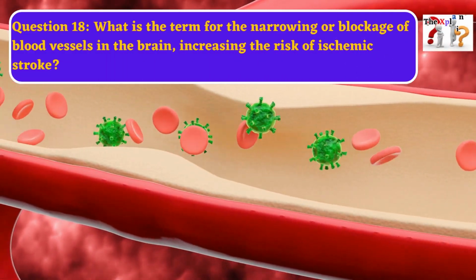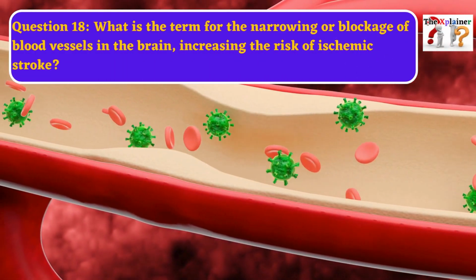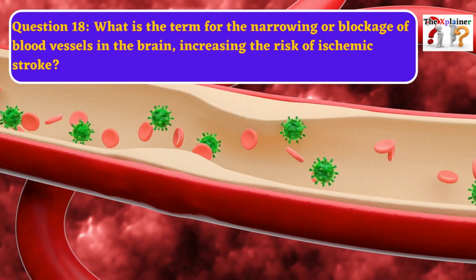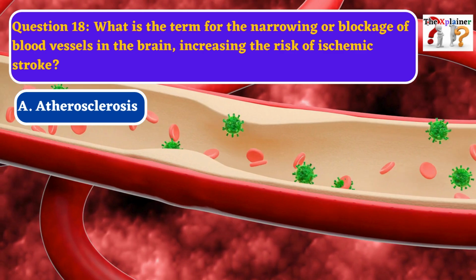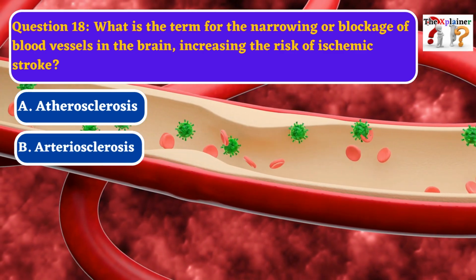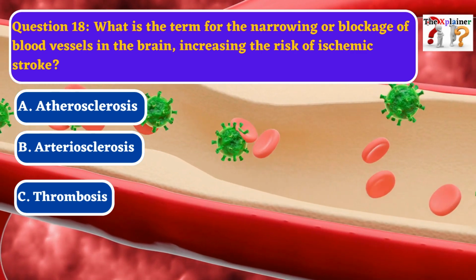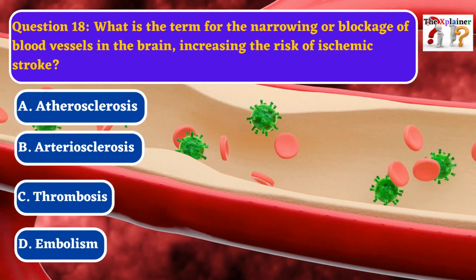Question 18. What is the term for the narrowing or blockage of blood vessels in the brain, increasing the risk of ischemic stroke? A. Atherosclerosis. B. Arteriosclerosis. C. Thrombosis. D. Embolism.